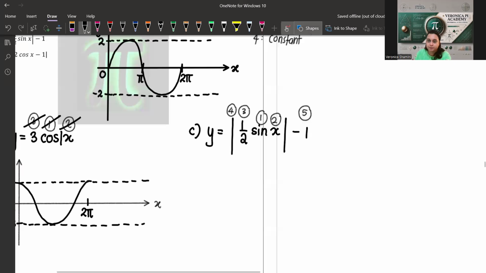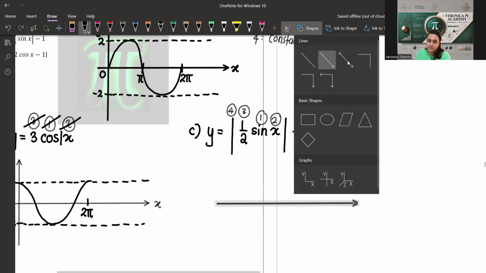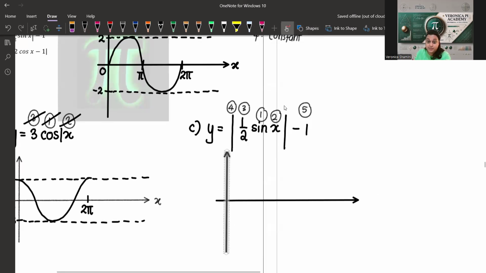Alright? Okay. So we start with this one. This is x-axis. And then this is one. So all this use pencil, you know. Okay, semua guna pencil.